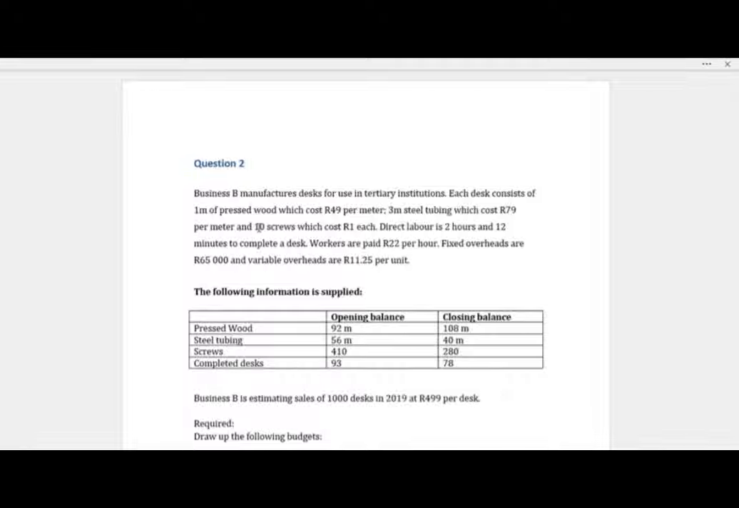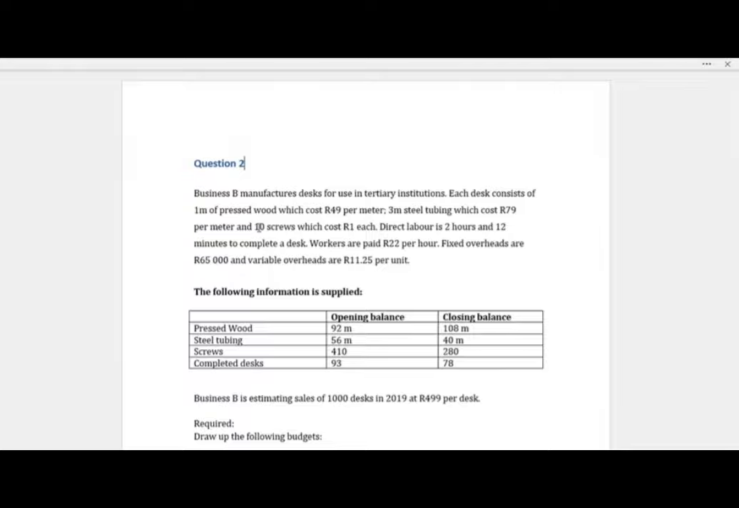manufactures desks for use in tertiary institutions. Each desk consists of 1 meter of pressed wood, which costs 49 rand per meter, 3 meter steel tubing, which costs 79 rand per meter, and 10 screws, which cost 1 rand each. Direct labor is 2 hours and 12 minutes to complete a desk. Workers are paid 22 rand per hour.